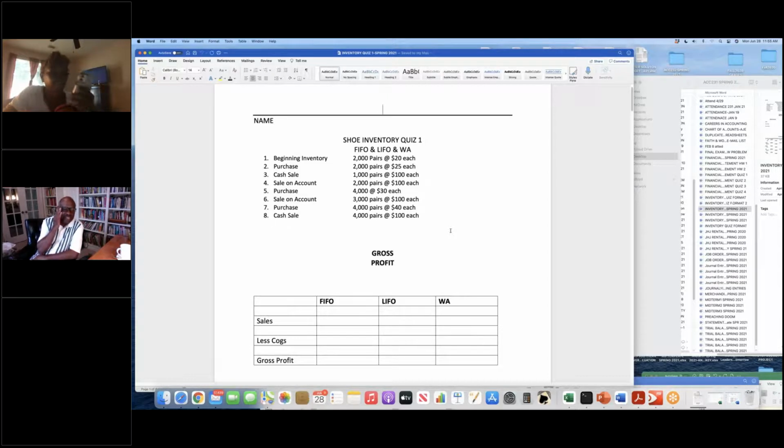Okay, so here is shoe inventory quiz 1, and this is kind of like a homework. And so we worked on FIFO today, and we know that C students just got to get FIFO down. Now B students got to get FIFO and LIFO, and A students got to get FIFO, LIFO, and weighted average. Got to get all 3 down. So this is the homework problem, and we're going to start on it now, and it'll be due tomorrow at the beginning of class, so you can work on it.